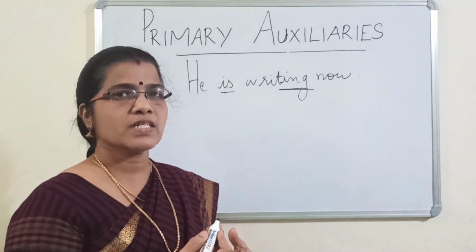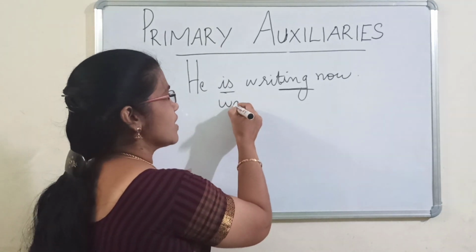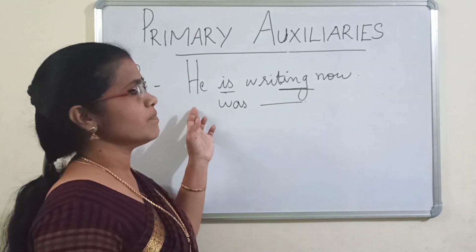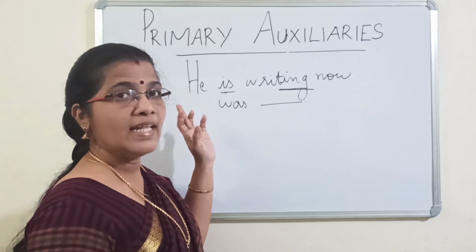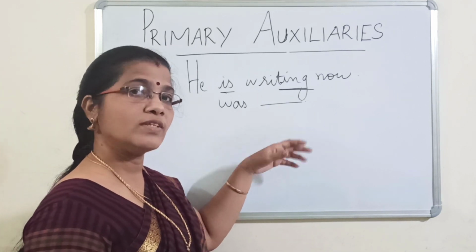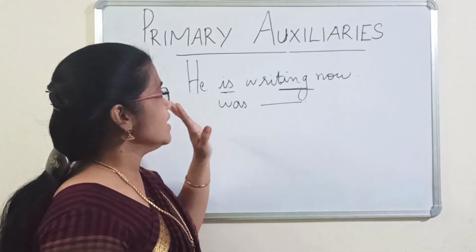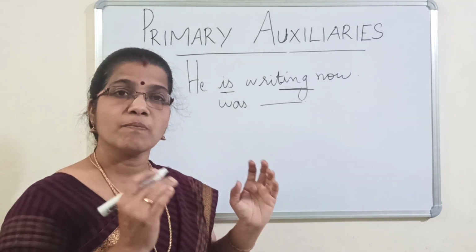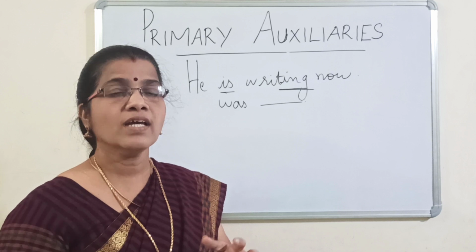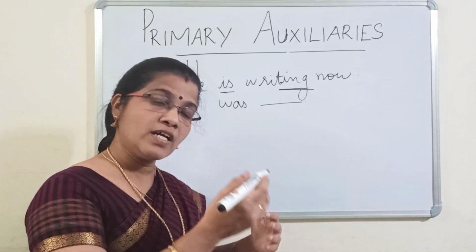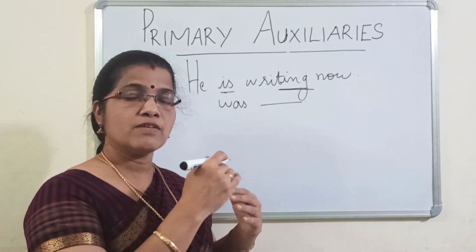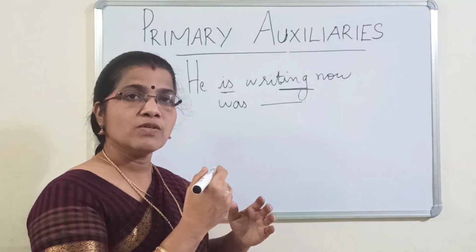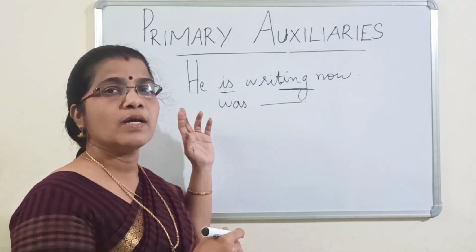If I write past continuous tense, he was writing. He was writing, the same. If I change the subject here, they are writing or they were writing. So the main usage is to make present continuous tense or past continuous tense. Even for present perfect continuous tense, you use has, have, etc. So for making continuous tenses, we make use of these forms.